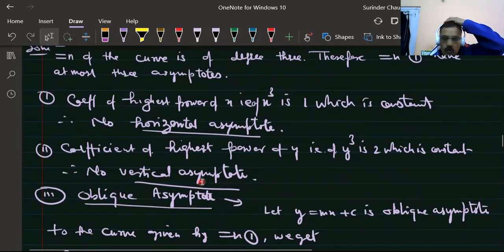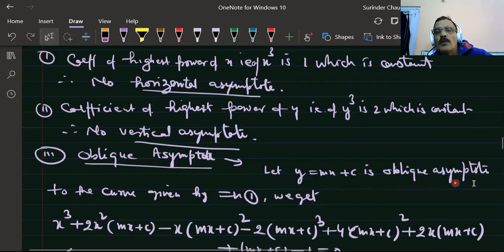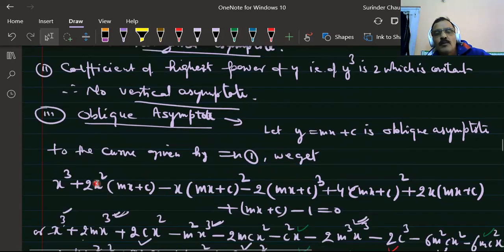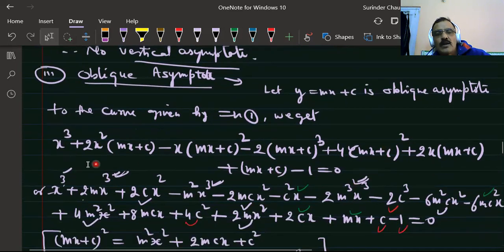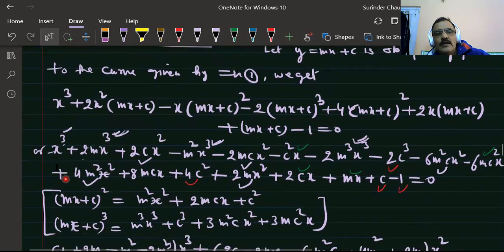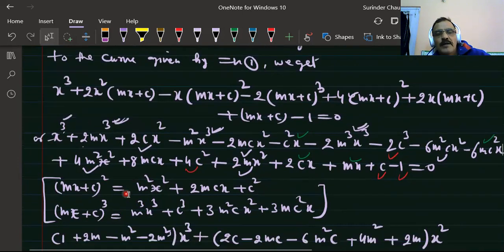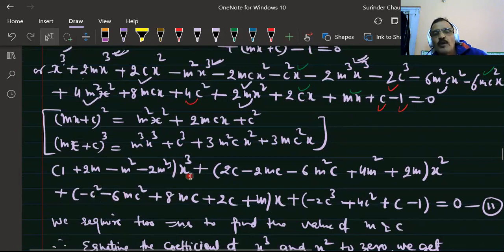Now in order to find the oblique asymptote, let us suppose that y is equal to mx plus c is an oblique asymptote to the curve given by equation 1. Substitute the value y is equal to mx plus c, simplify it, and after simplification make it a polynomial in x. Now our aim is to find m and c, so this polynomial is equal to 0 because this equation is satisfied. In order to find m and c, we need two equations.